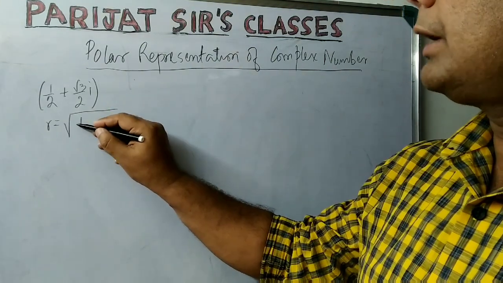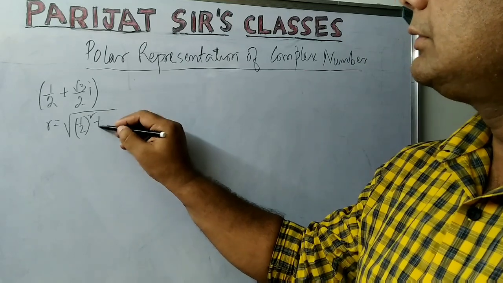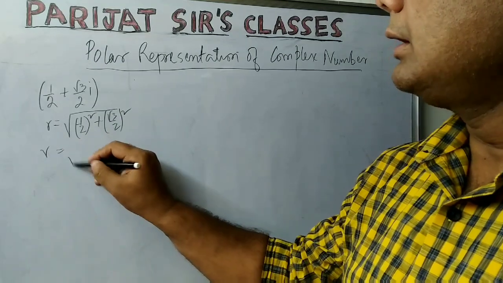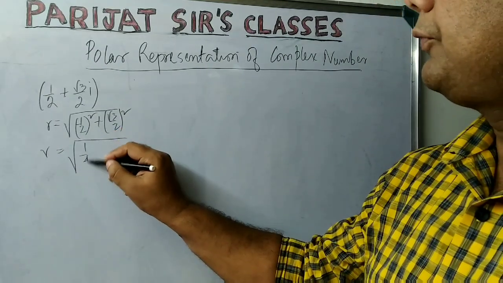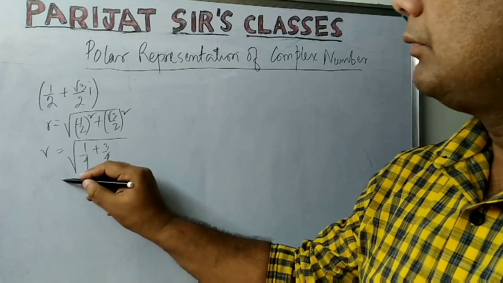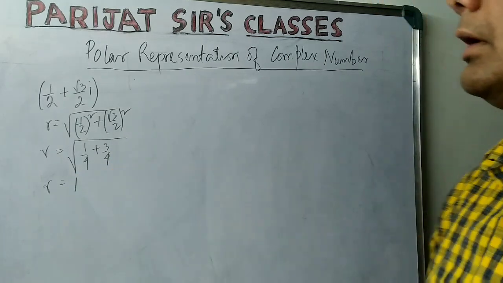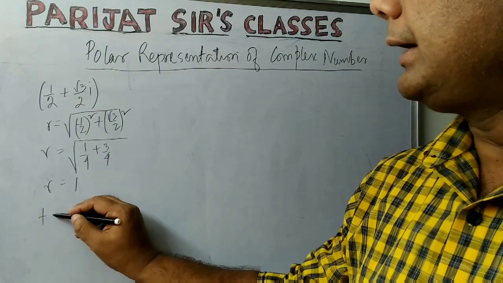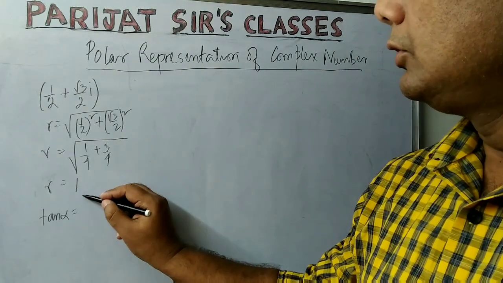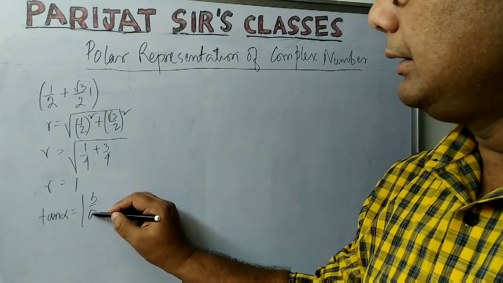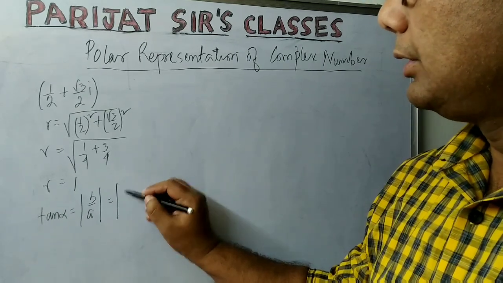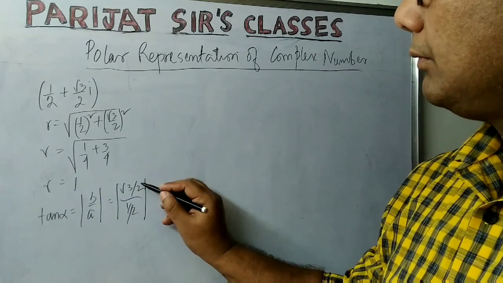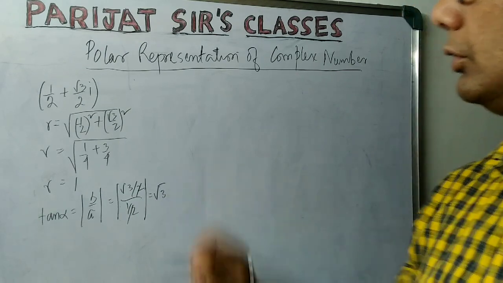r will be root over a square plus b square. So this square and this square. So r is coming, this is 1 by 4 and this is 3 by 4, which is 4 by 4. So r is coming 1. This is the r. Next I will show you how to find tan alpha. So tan alpha was b by a. So this is root 3 by 2 by half, which is coming root 3.